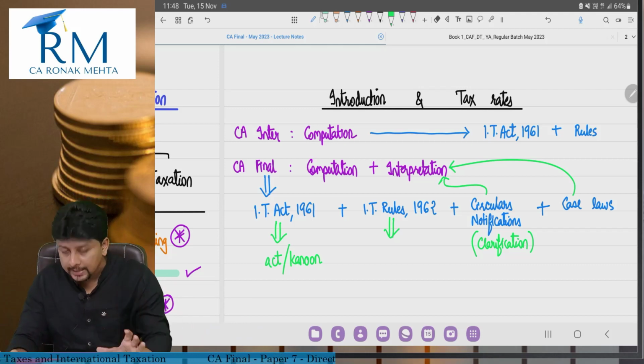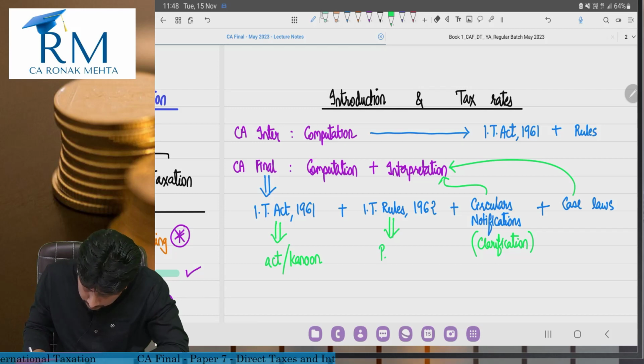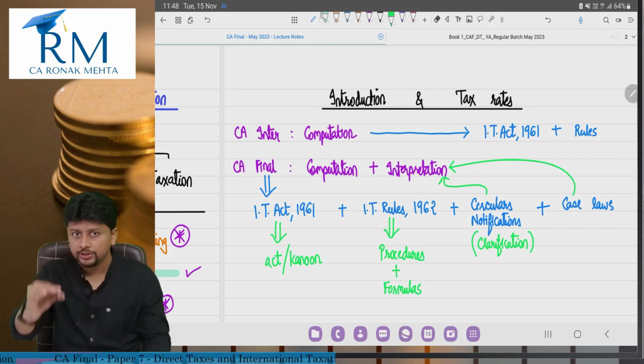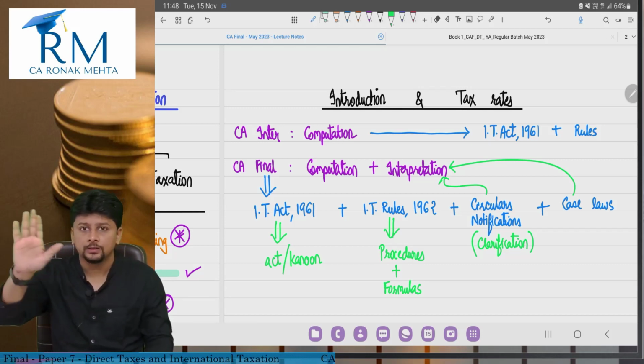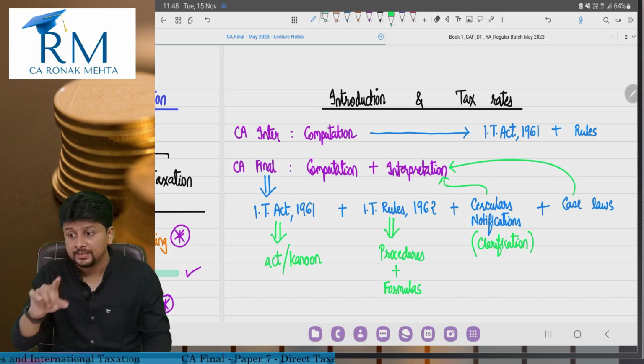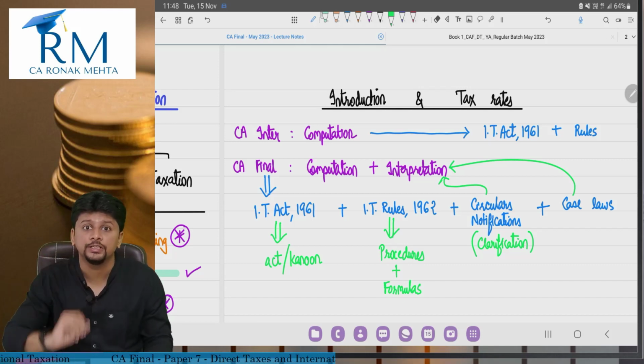So income tax rules basically give you the procedure part. Income tax rules basically give you at times various formulas. You are supposed to do a certain thing for which you are supposed to file a certain form. Where is it written that you have to file this form? That is written in income tax rules. It is a procedure.